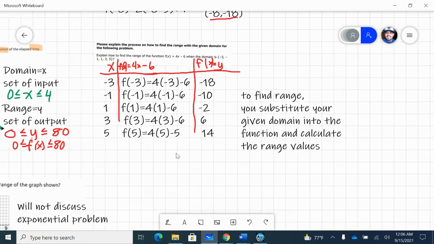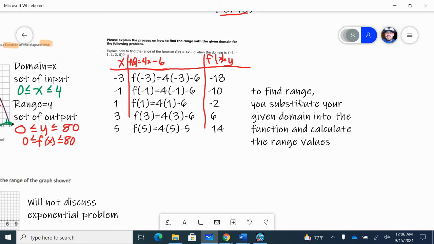Now, again, this would be partially correct, but notice how it is very clear what I'm telling you to do, or what you're telling me that you know how to find. To find the range from the function, you substitute your given domain into the function and calculate the range values. So again, notice how you're telling me you're substituting. If you told me, oh, I went to the calculator, that's not telling me how to find it. That's you telling me, oh, you know how to find the points, but do you know what domain and range are? Do you know what it actually means when it comes to the function, right?